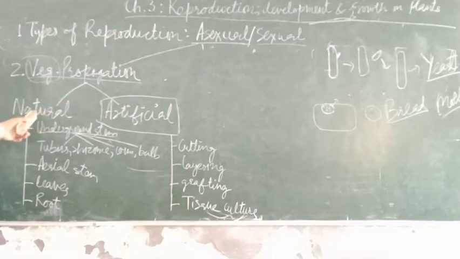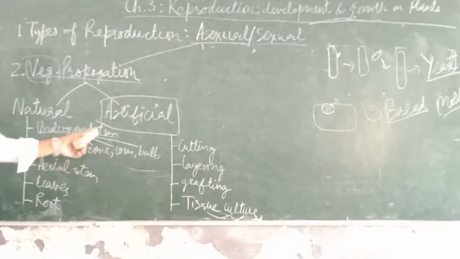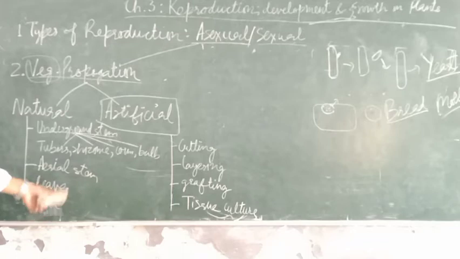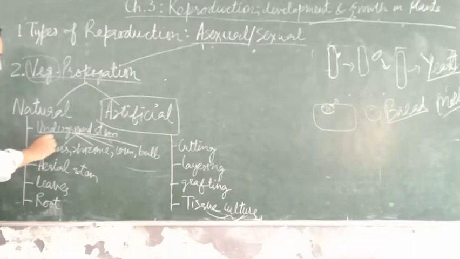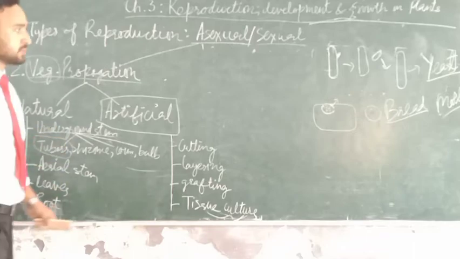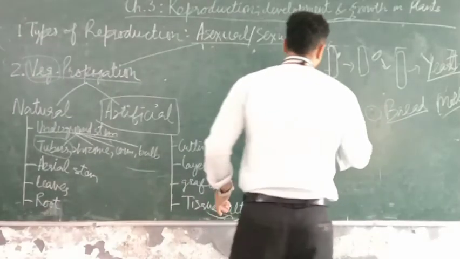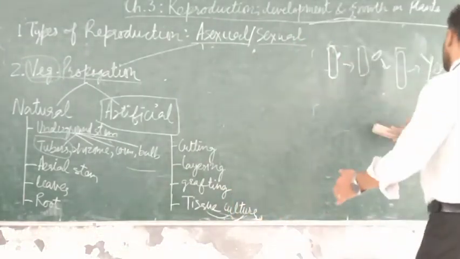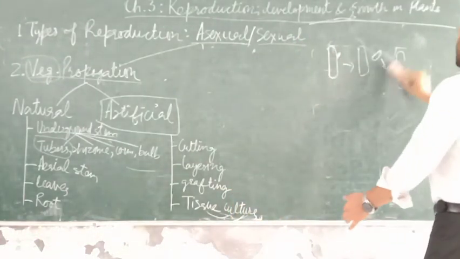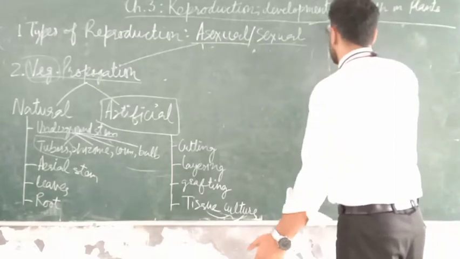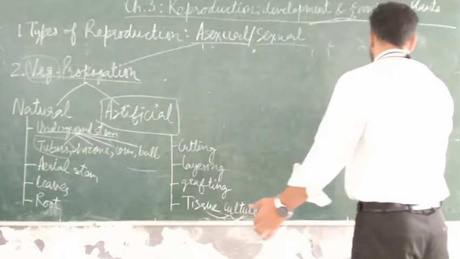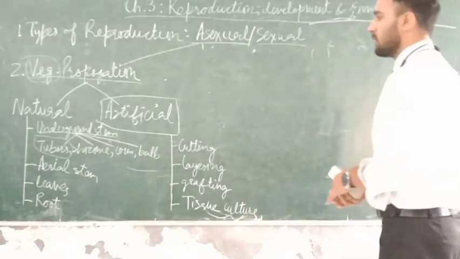Natural vegetative propagation is of four kinds, meaning new plants can be developed from either underground stem, aerial stem, leaves, or roots. Let's discuss them one by one. From underground stem, natural vegetative propagation can be from tubers, as in the example of sweet potato. What are tubers? Tubers are underground swollen stems with buds called eyes.